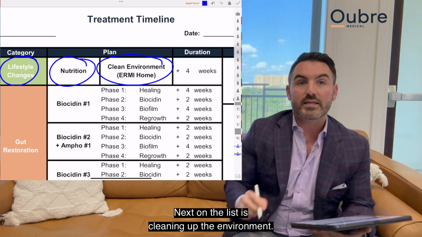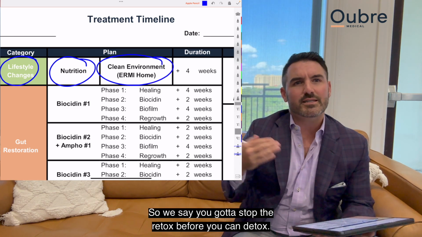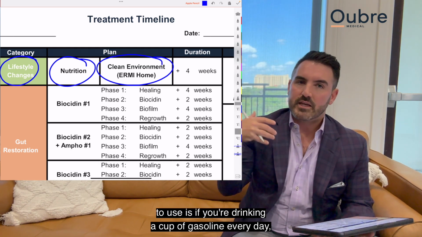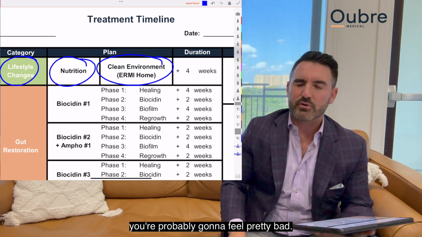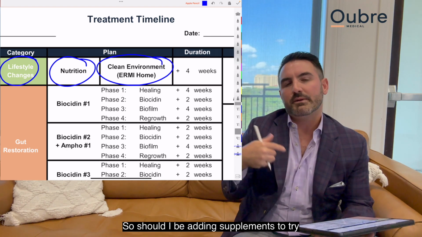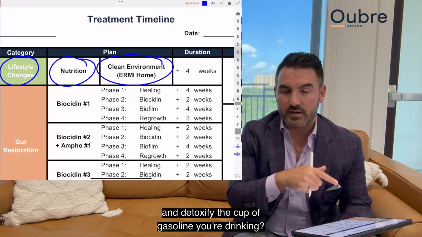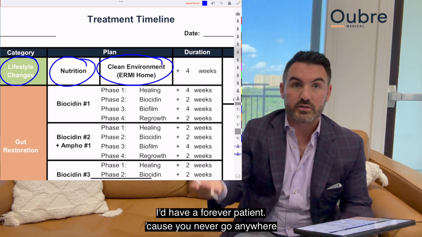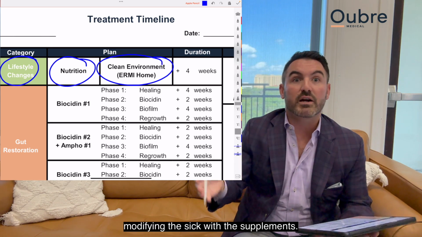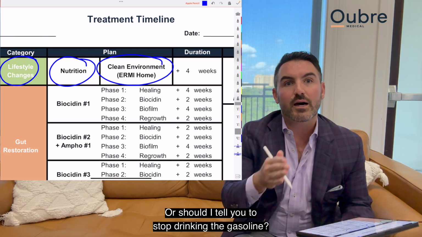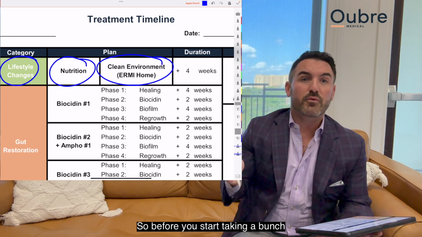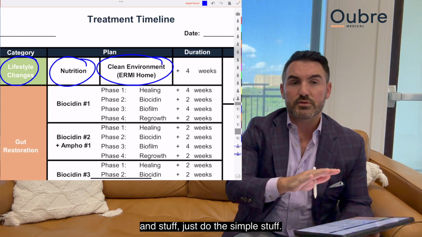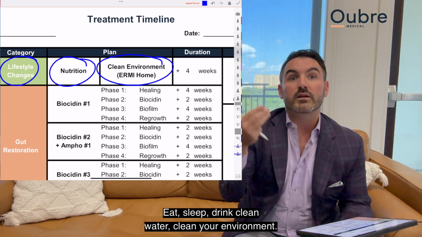Next on the list is cleaning up the environment. We say you've got to stop the retox before you can detox. One of the metaphors I frequently like to use is, if you're drinking a cup of gasoline every day, you're probably going to feel pretty bad. So should I be adding supplements to try and detoxify the cup of gasoline you're drinking? That would make lots of money for me. That'd be great. I'd have a forever patient, because you never go anywhere because you're always sick, just modifying the sick with the supplements. Or should I tell you to stop drinking the gasoline? So before you start taking a bunch of functional medicine supplements and all this fancy testing, just do the simple stuff. Eat, sleep, drink clean water, clean your environment.